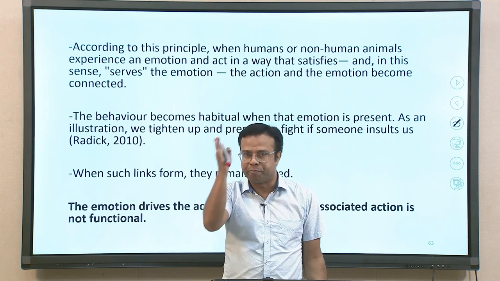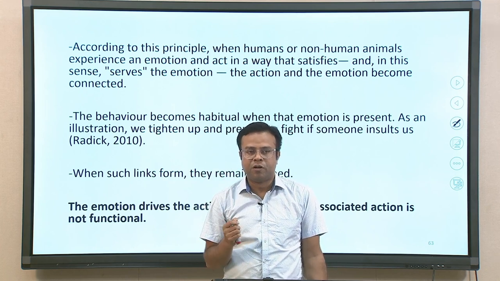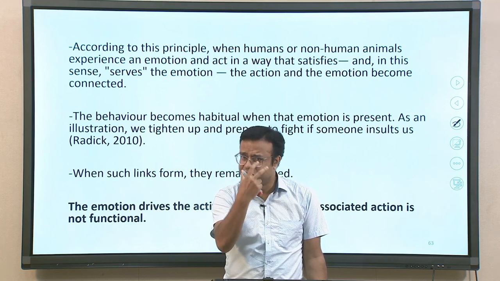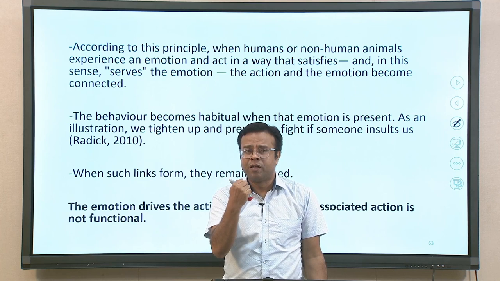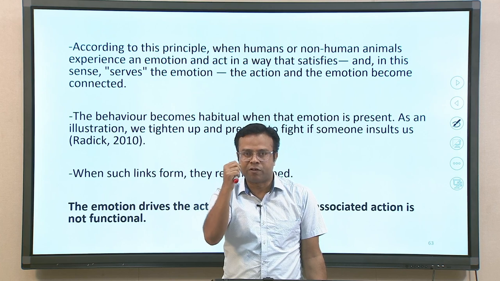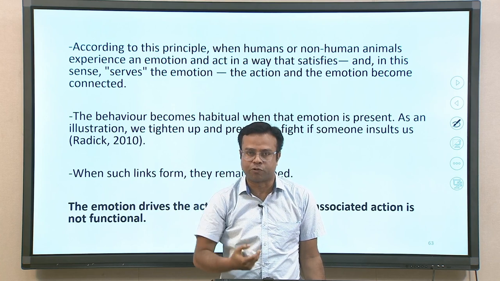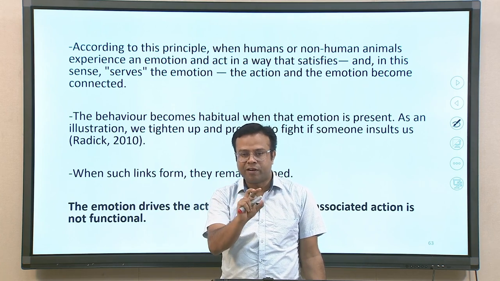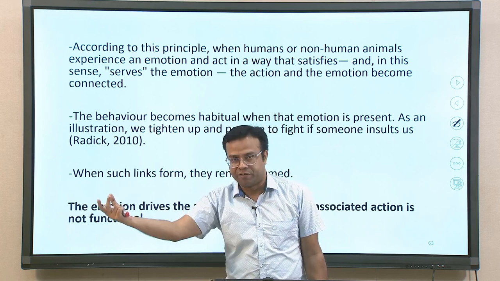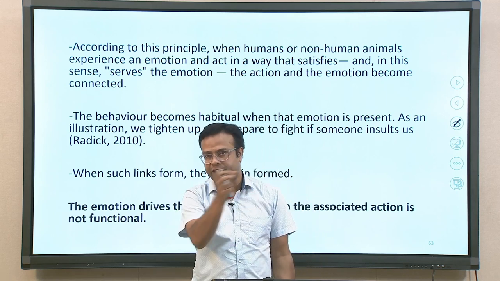you go in front of a mirror and just imagine that somebody has insulted you. You will see your body automatically taking the posture of fighting and the facial expression of anger coming. Even though it is just imaginary, you strongly imagine a situation where you are fighting, so the body takes the posture of fight even though it is not functional in this context because there is no one to fight with. That is the meaning. Even when the associated action is not functional, the emotion can drive those activities, because a habitual link is formed between the action and the emotion.